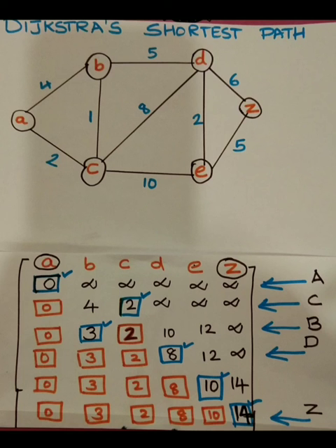So in the graph you have to traverse in the same order, that is from A to C, that is 2, from C to B, that is 1, then B to D, that is 5, and D to Z, that is 6. So we will get 2 plus 1 plus 5 plus 6, which will give you 14. So we have found the shortest distance from A to Z, the shortest path from A to Z, using Dijkstra's shortest path algorithm.